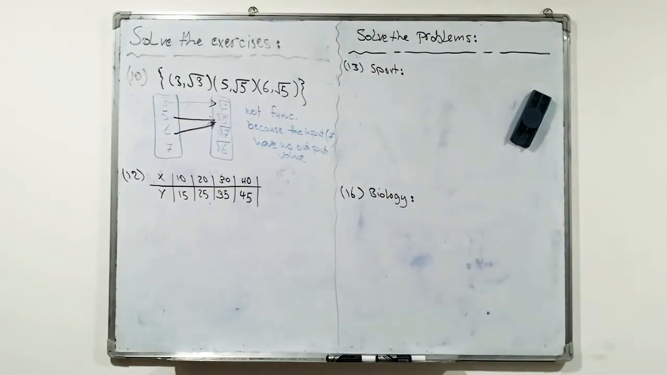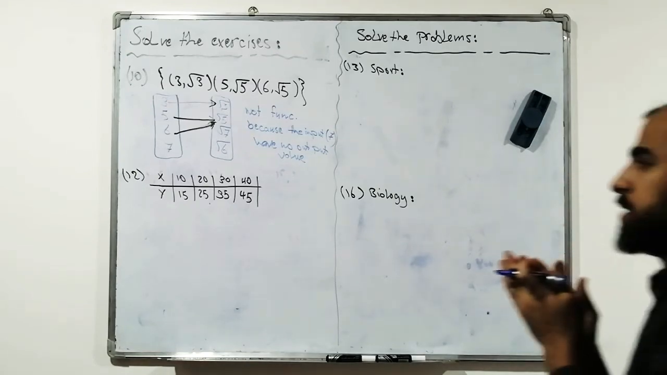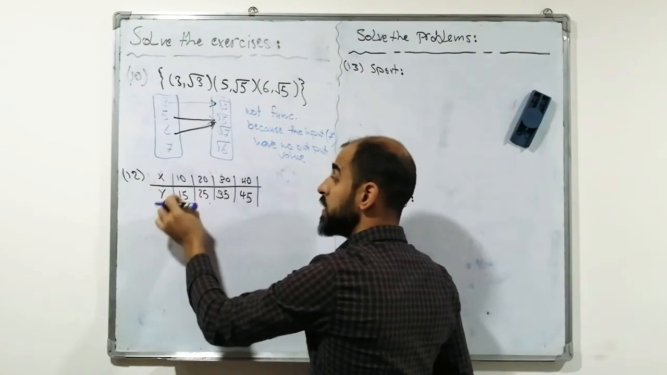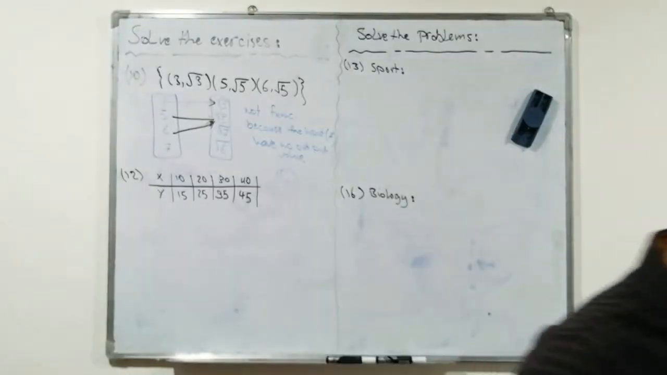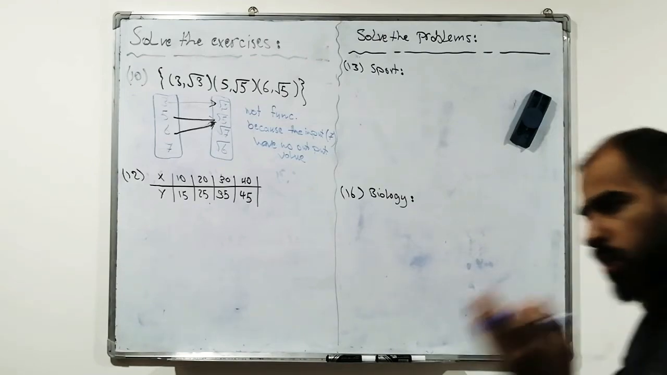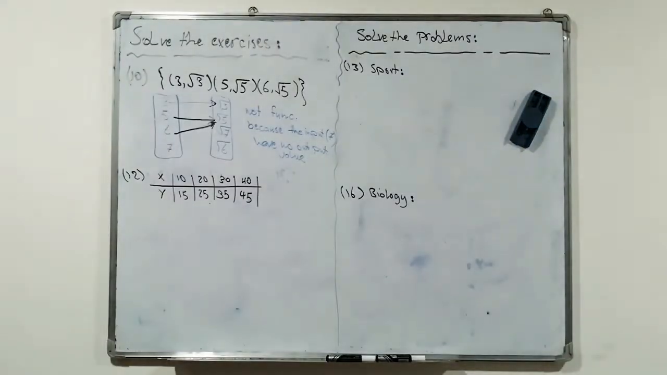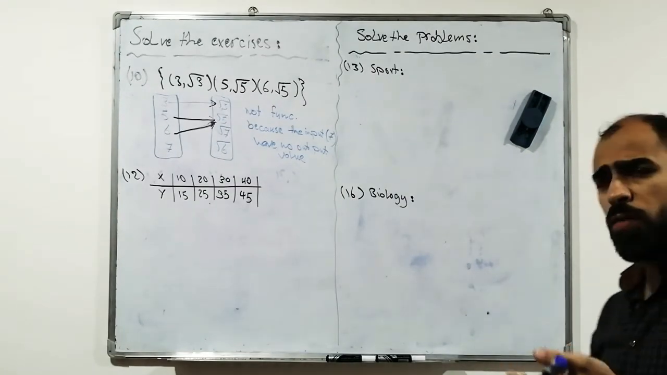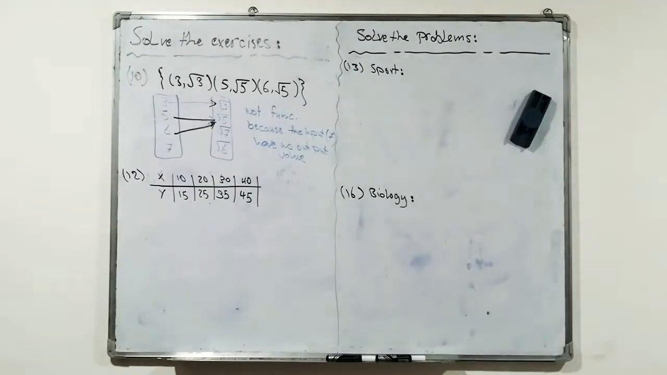The next question, number 11, will be homework. Question number 12: write the function from the following table. Here we have a function table. He told us to find the function rule, or the function formula, from the table. In the previous question, he told us that one bat eats 600 insects in 1 hour, so in 2 hours it eats 1,200.